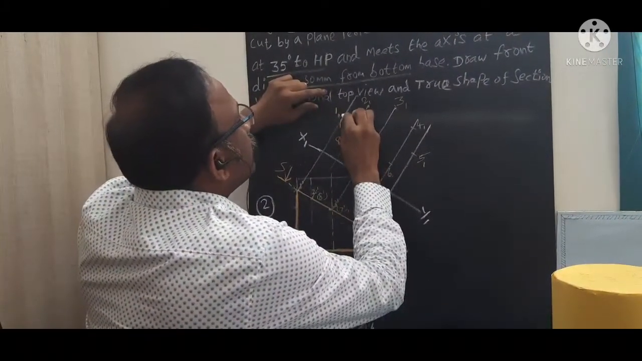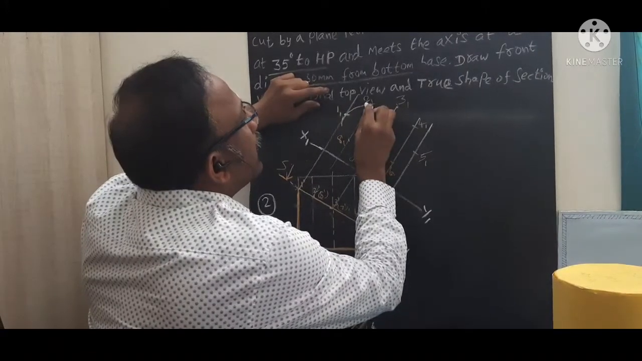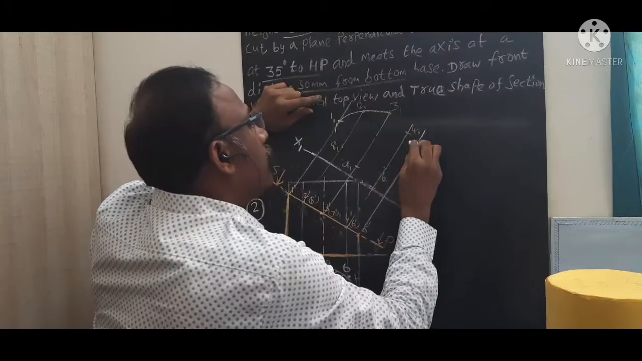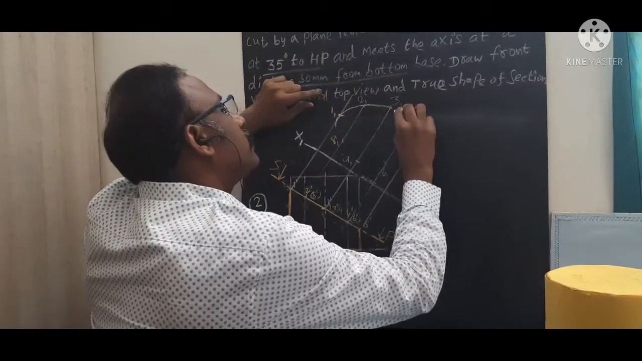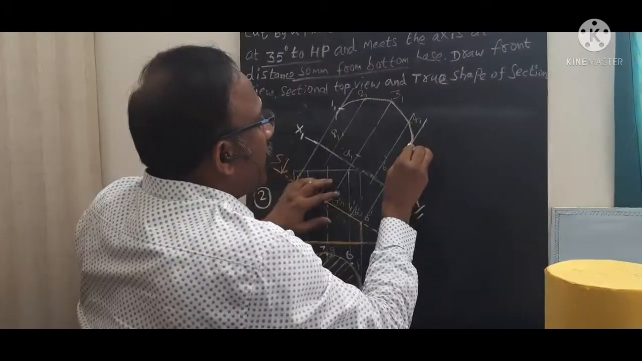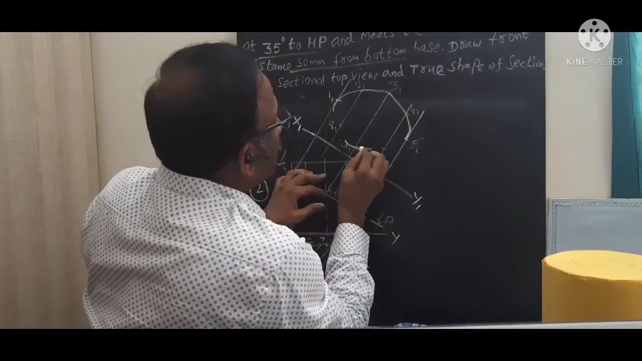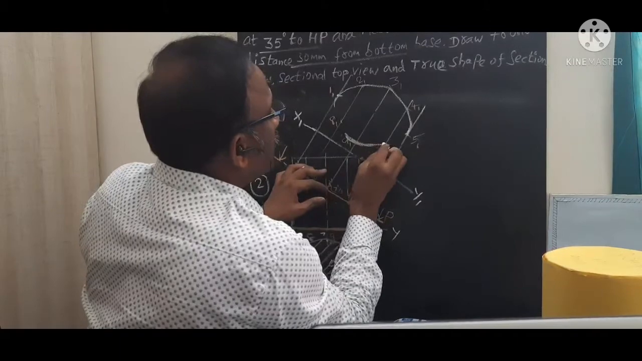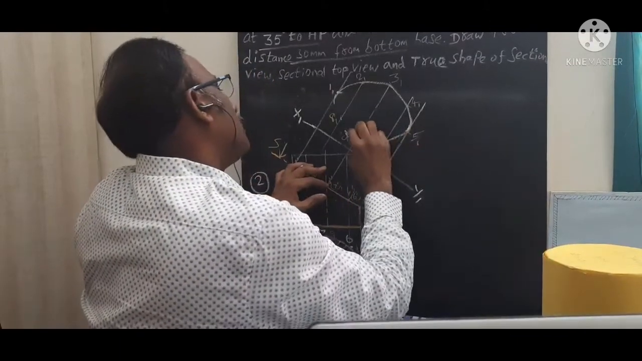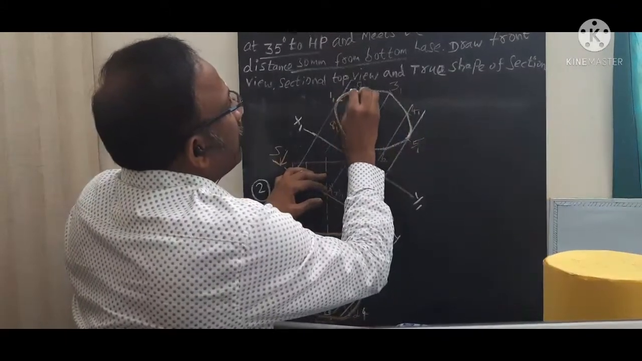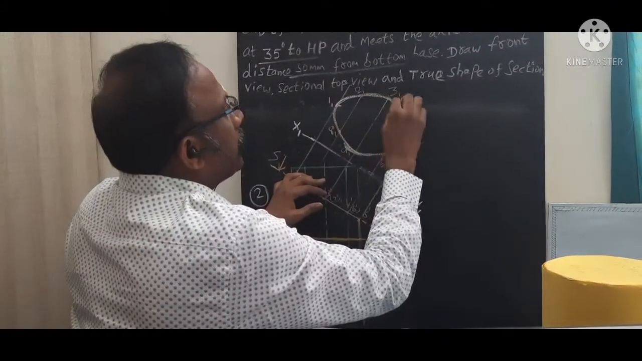1 1, 2 1 and 3 1 and 4 1, 5 1. You need to join. For this you can use your French curve. For this purpose only we have how to draw this, join this arc. That's why we have this French curve. You need to draw like this way. We can get this elliptical section.